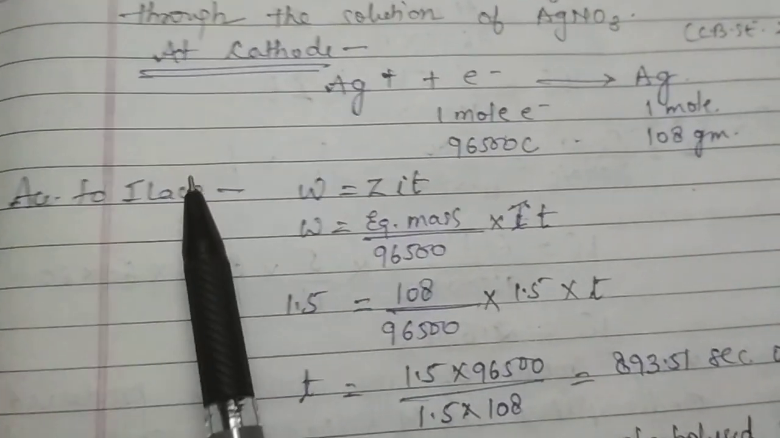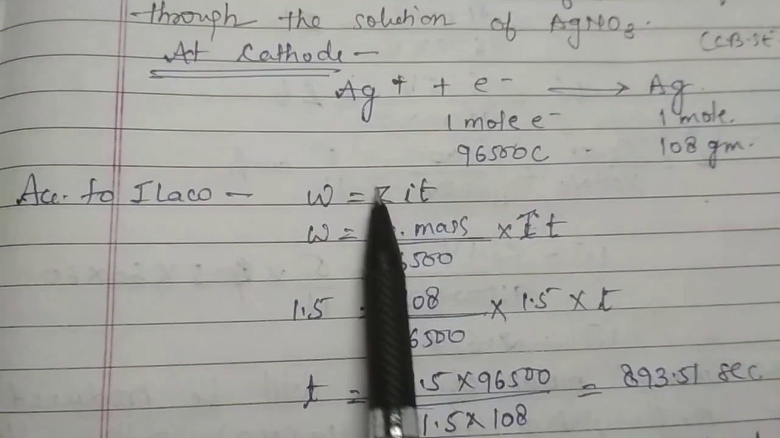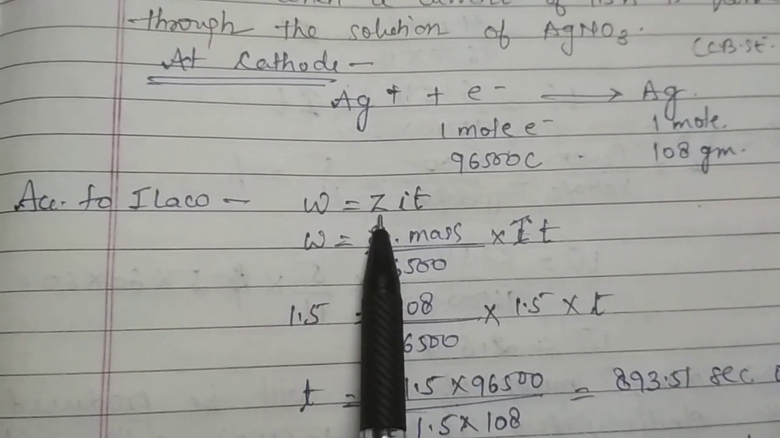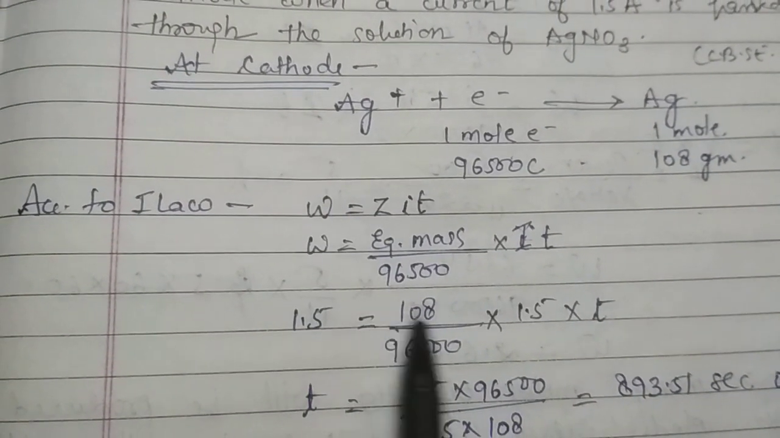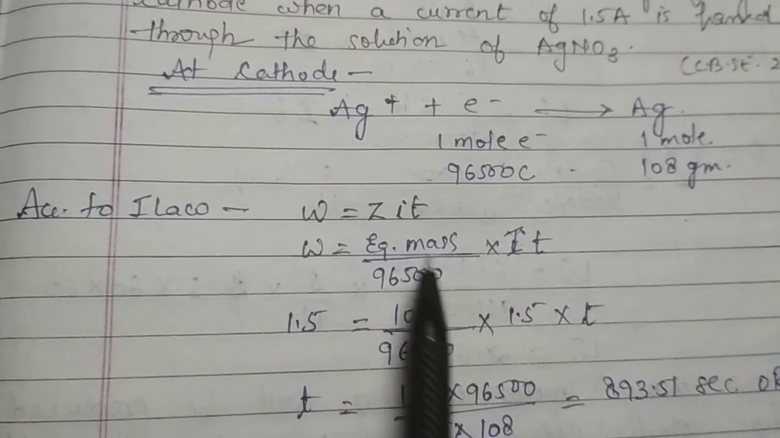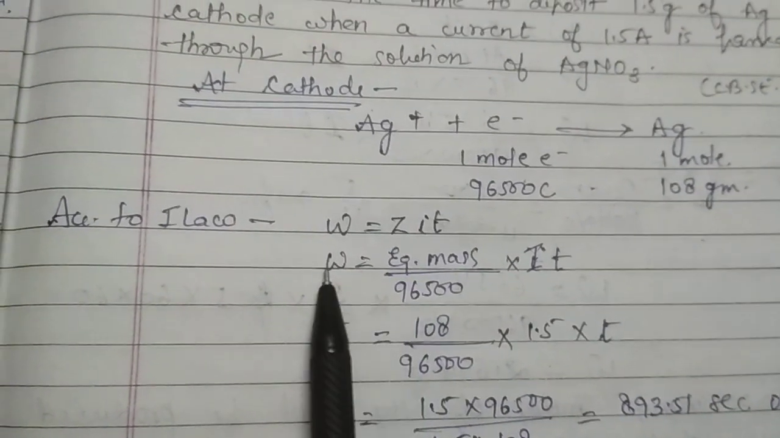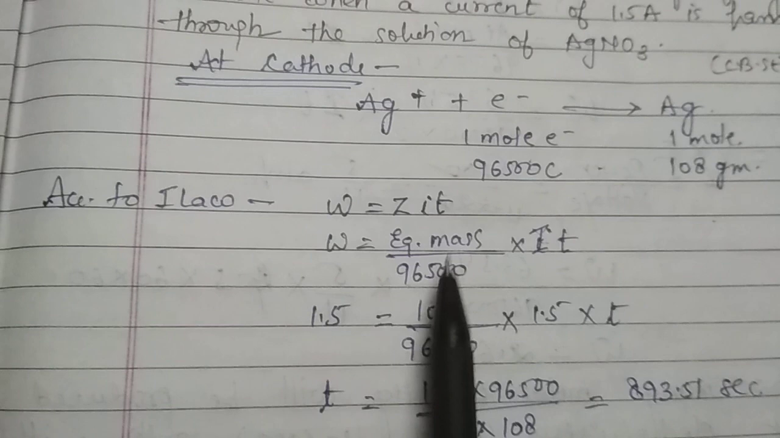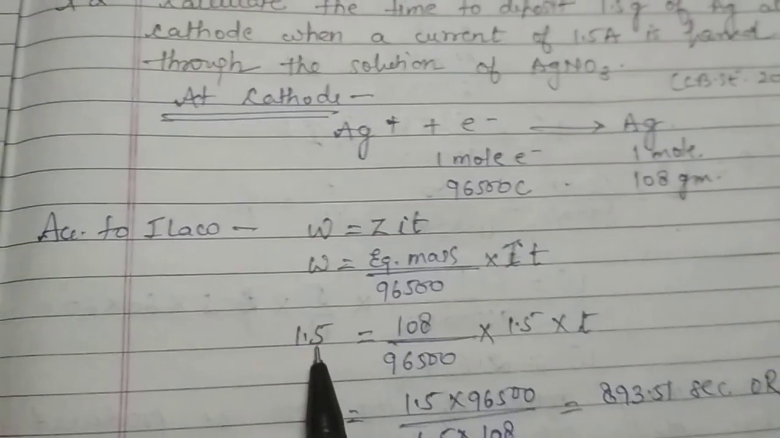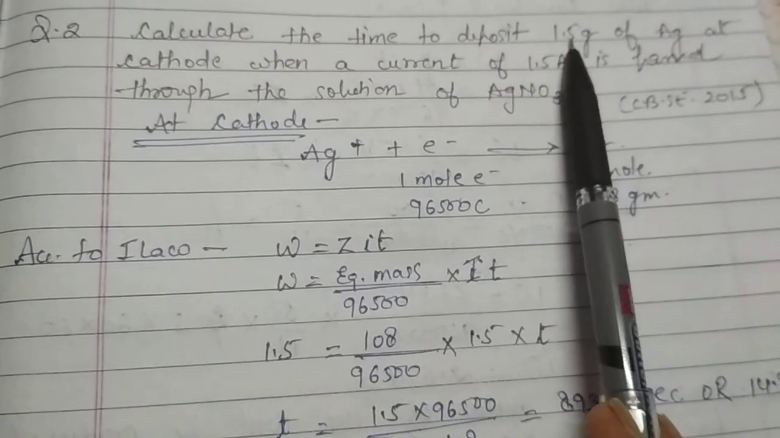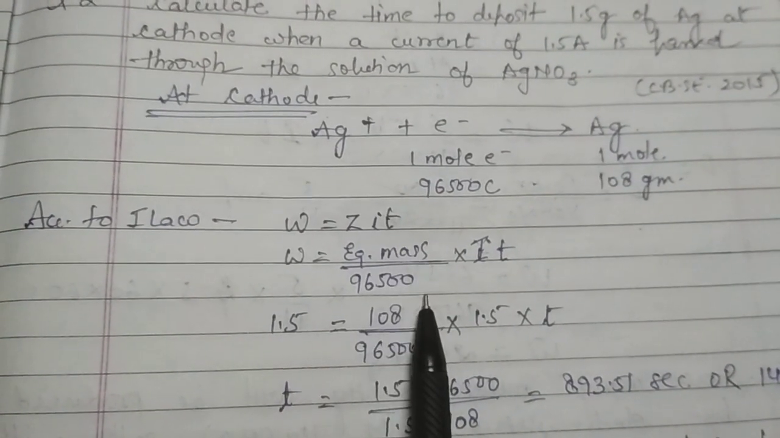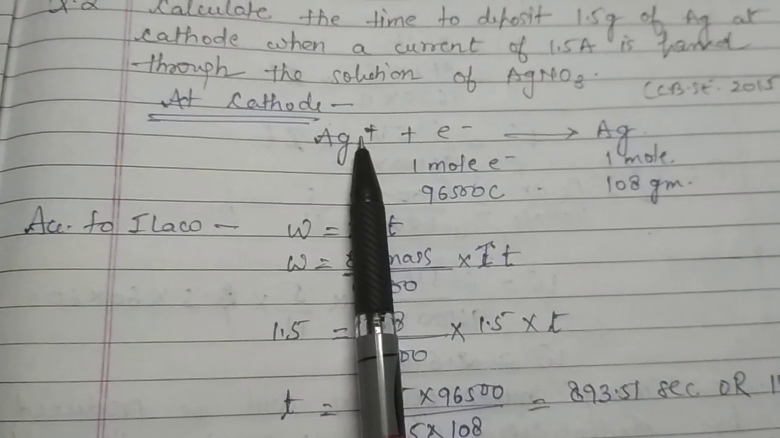From the first law of Faraday, W is equal to ZIT, and I have proved to you that Z is equal to atomic mass upon 96,500 into n factor, and atomic mass upon n factor we can also write as the equivalent mass. So we are writing directly W is equal to equivalent mass upon 96500 into I into T. Here we have been given the value of W as 1.5 gram. So we have written it here. The equivalent mass is atomic mass upon n factor, and in this case n factor is 1. Valency of silver is 1.